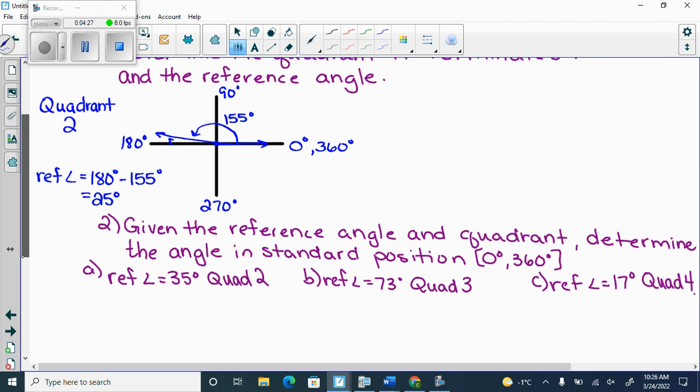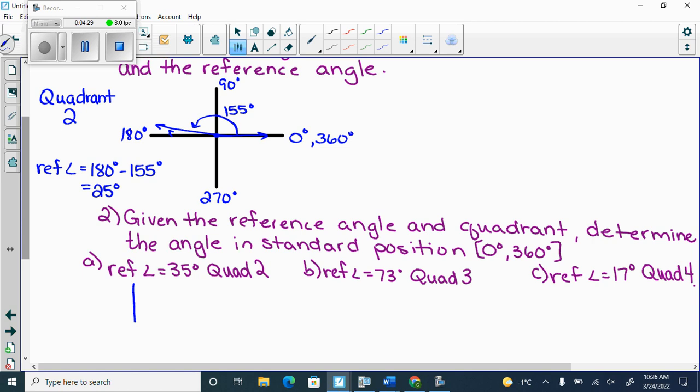Number 2 says, given the reference angle and quadrant, determine the angle in standard position. I always draw them because it helps me out. I go 0, 90, 180, 270, 360. And I know that 35 is from the x-axis, so I need to be a little bit less than halfway. So this is 35.